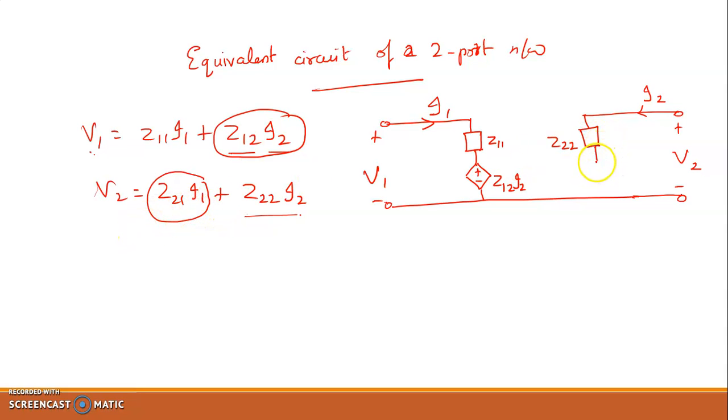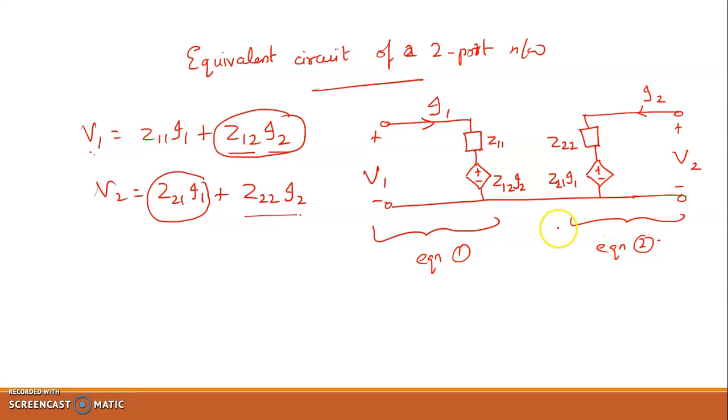Okay, so here also I can represent this as a dependent source delivering a voltage equivalent to Z21 I1, and here you have the equation. So this portion represents equation 1 and this portion represents equation 2. Okay, so this is the equivalent circuit of a two-port network in terms of Z parameters. So that's all with Z parameters. Thank you.